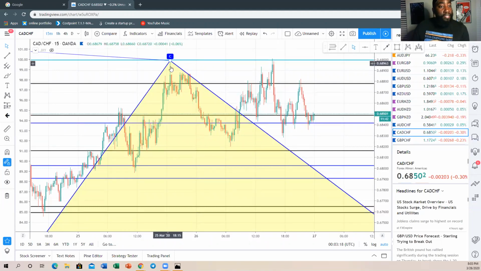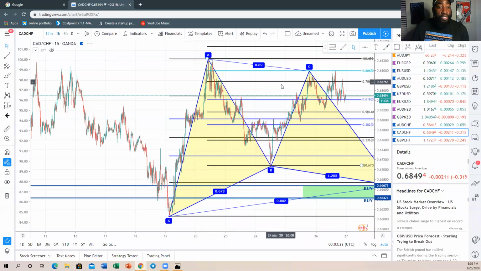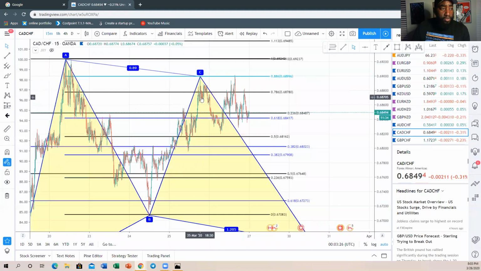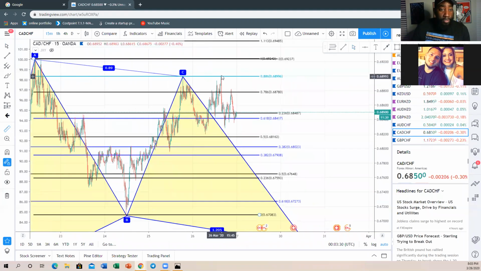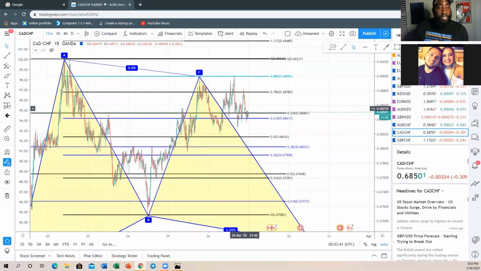Now, with this pair I have open right now, CAD Chef, I dropped this Gartley pattern in here a couple of days ago. Might have been yesterday. I'm actually in the sell. I was in the sell since up here. So I'm up 50 pips right now. You guys know what I'm trying to do now is get more aggressive with my trades.